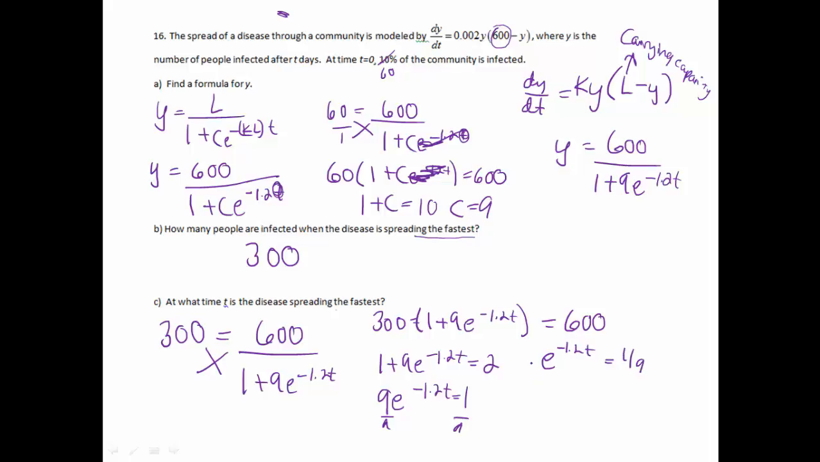And then to get rid of e, we'll take the natural log of both sides, at which point the exponent can drop out front. So I'm going to get negative 1.2t is equal to the natural log of 1/9. And then I'll just divide both sides by negative 1.2, and when I do that, I'll get t equals 1.83. It looks like things are being measured in days. So after 1.83 days, not even 2 days, half of the people in the community are infected.